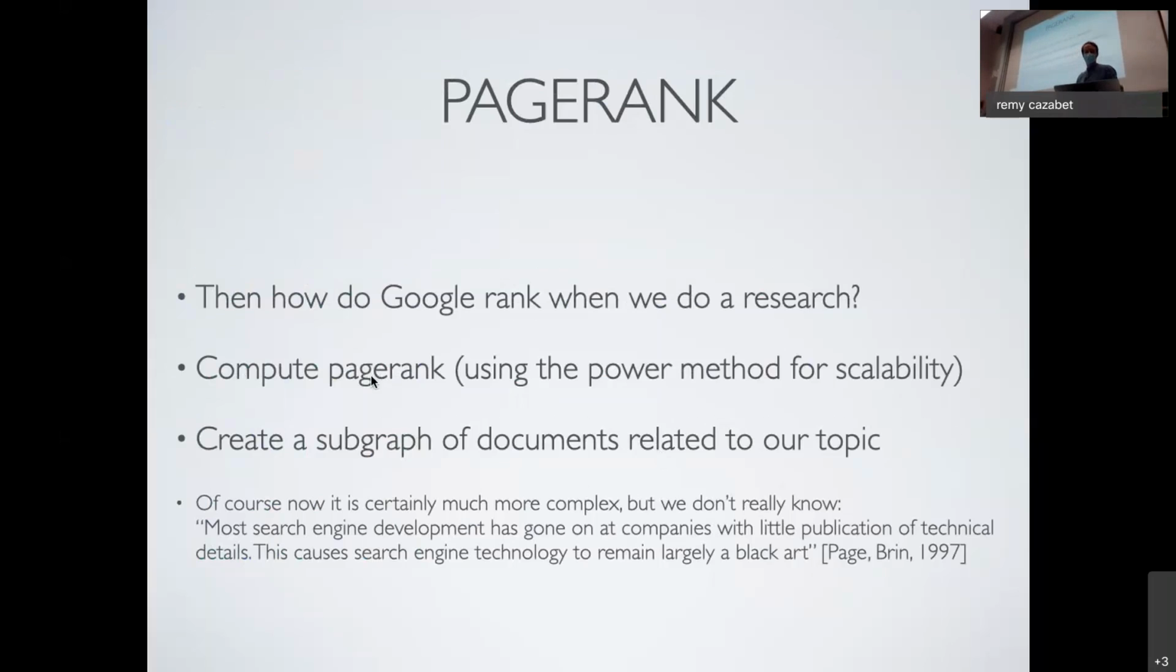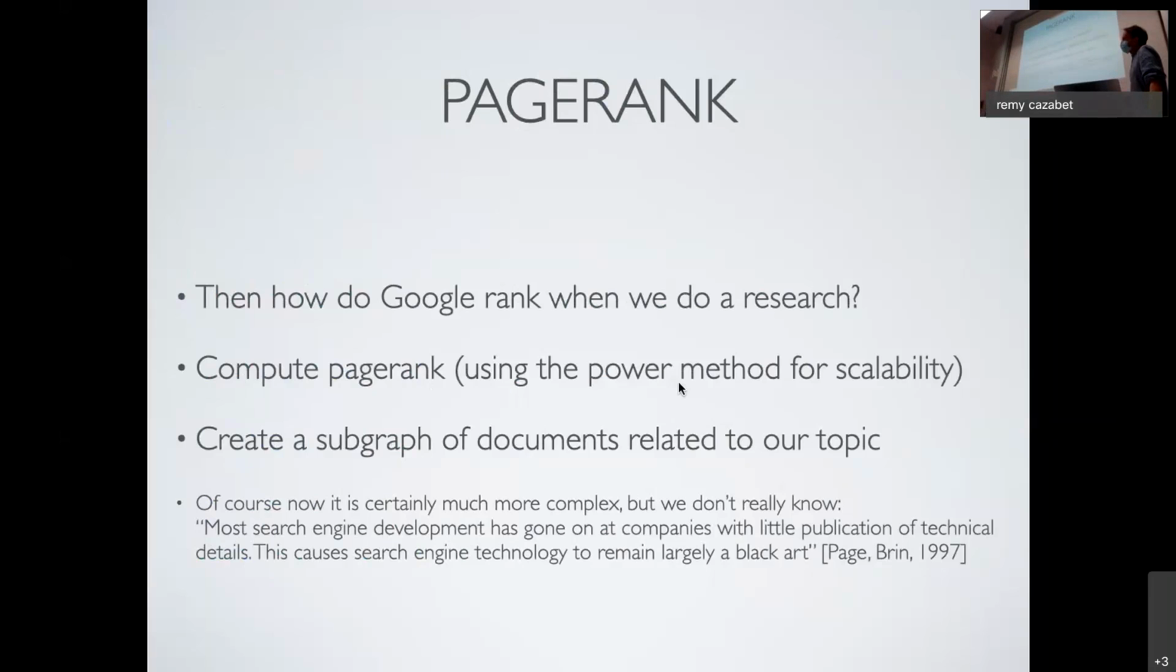So they compute this PageRank using the power method for scalability, and then they create just a subgraph of what you're searching for. So if you enter, I don't know, network science, then they filter all the pages that contain the words network and science, and they give you as first result the highest page, then second the website with the second highest PageRank, and so on and so forth. It's as simple as that.